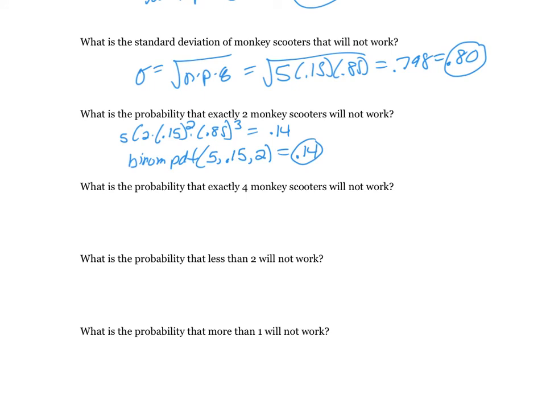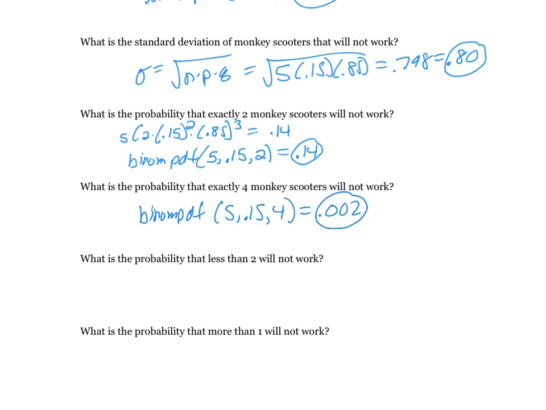For the probability exactly 4 will not work, I would do that one again the same way. Let's just do it as PDF right away. So it'll be 5, .15, and 4. So I get 0.002. So very small chance of getting 4 that won't work.